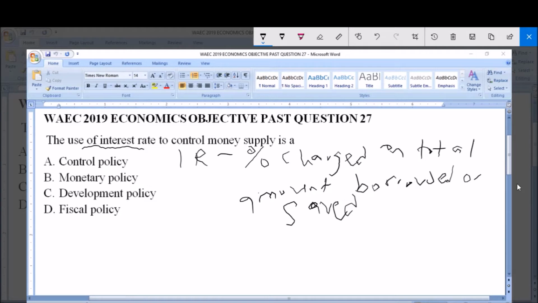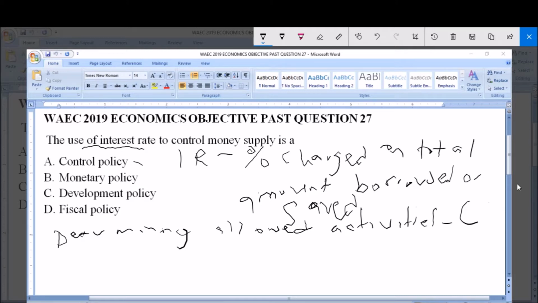Now, a control policy is basically concerned with determining allowed activities. That is what control policy is all about.